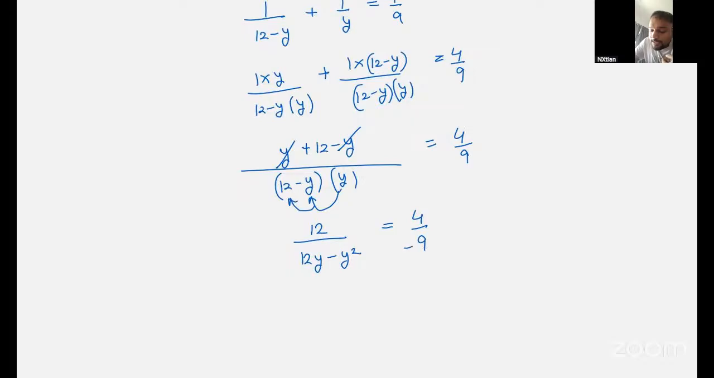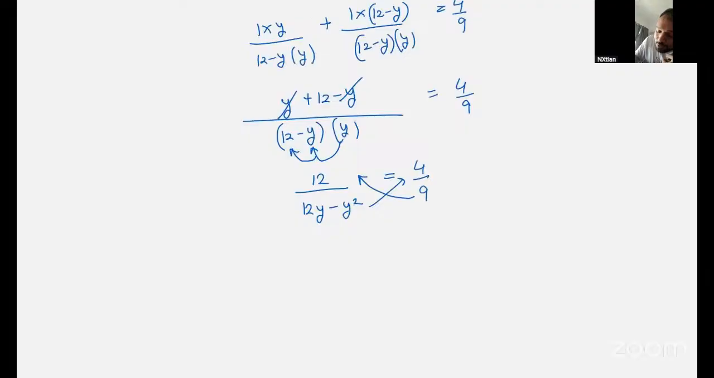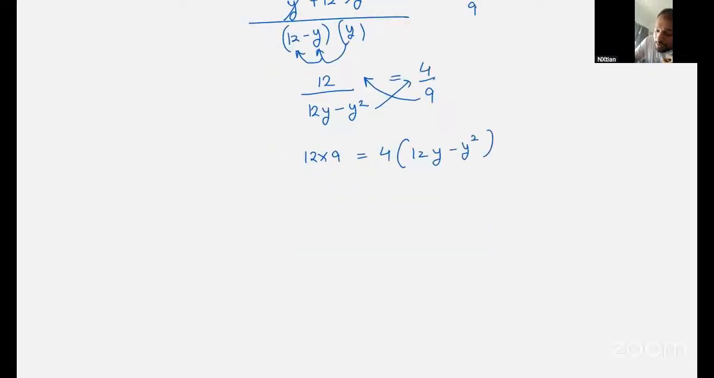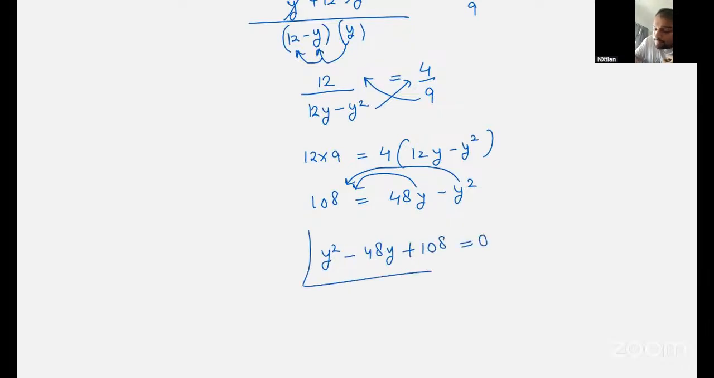Now this 9 is divided, it will go and multiply. This will go and multiply. So it's going to look like this: 12 into 9 is equal to 4 into 12y minus y square. So it will become 108 is equal to 48y minus 4y square. I will bring everything to the left side. It will become y square minus 48y plus 108 is equal to 0. I got the answer.